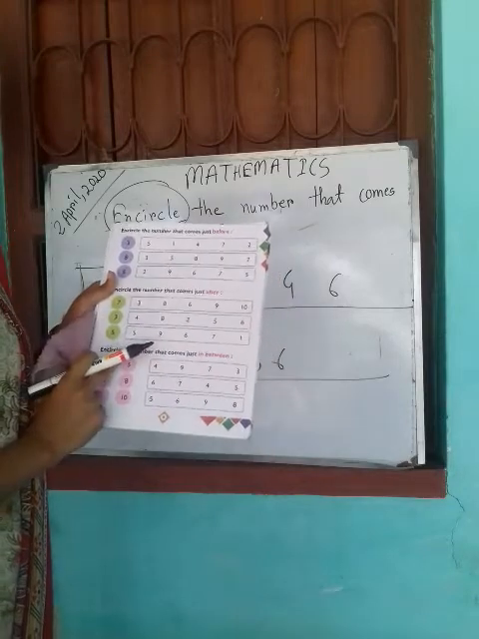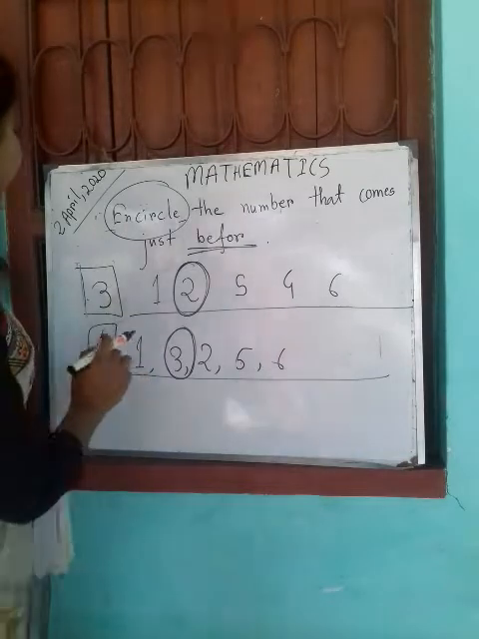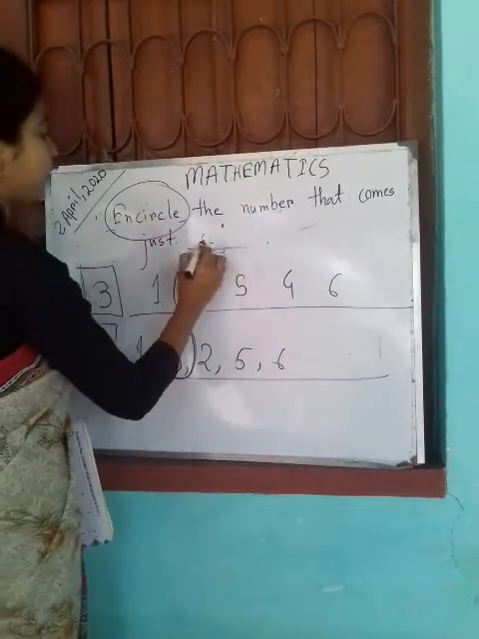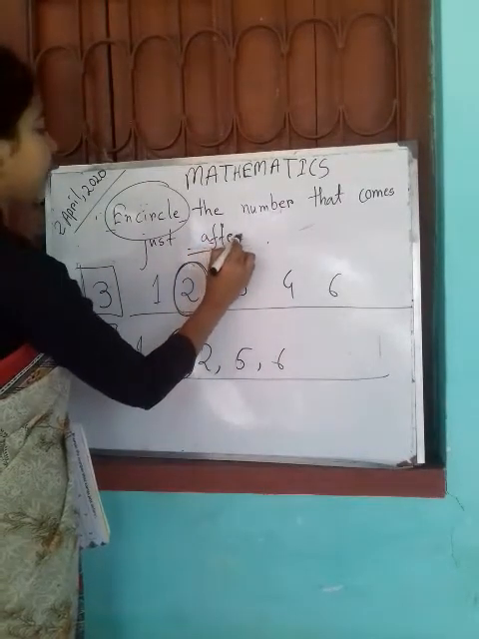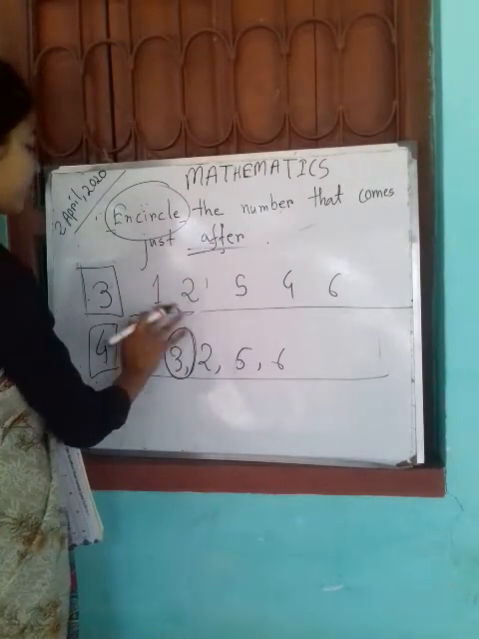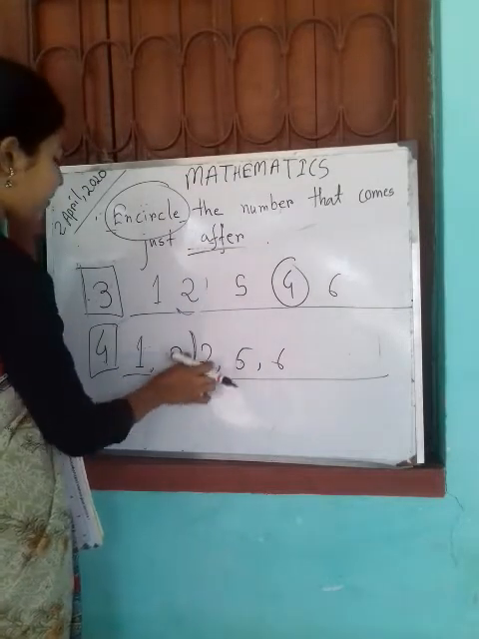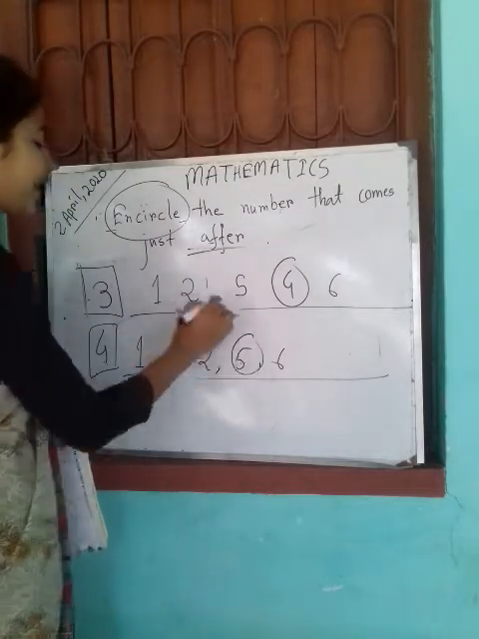Now there comes: encircle the number which comes just after. You will do this also. Like that, if it says not before but after, then you will have to encircle the after number. What will be the after number of 3? That will be 4. What will be the after number of 4? That will be 5. Okay.